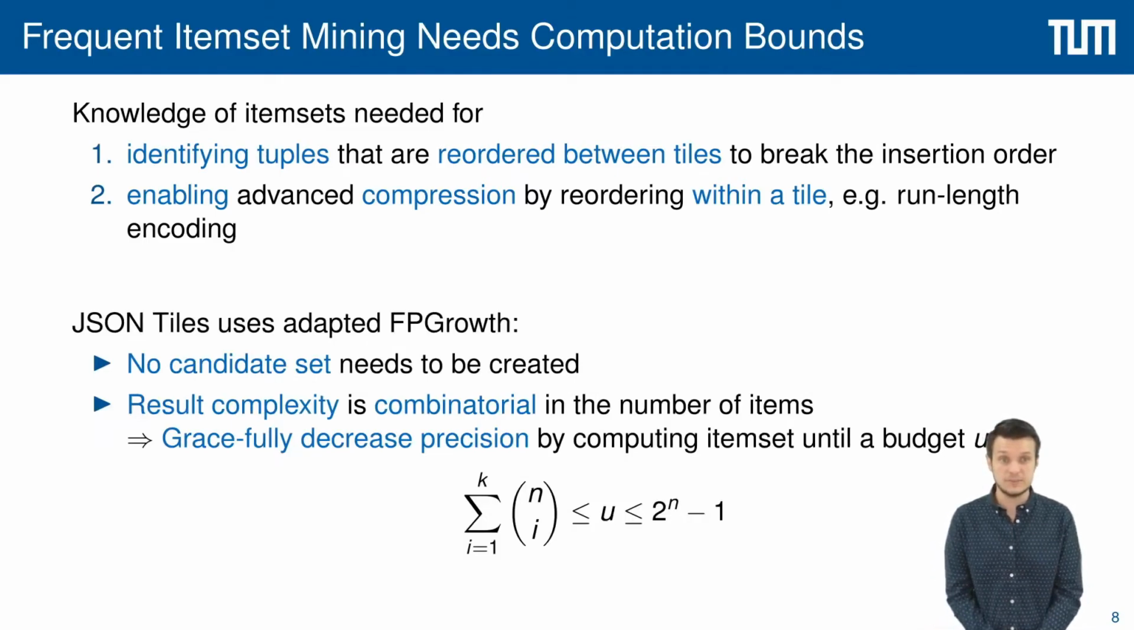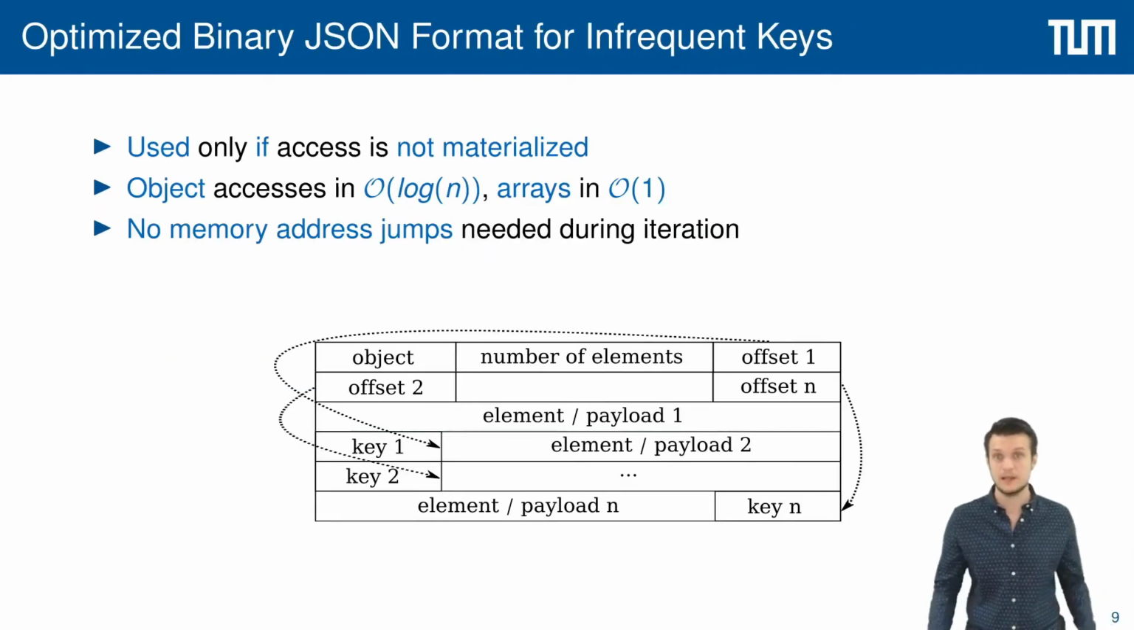JSON tiles uses an adapted FP growth algorithm, as in comparison to a priori, FP growth does not need to generate candidate sets. However, the result complexity of an item set mining algorithm will still be combinatorial in the number of items. That's why we start to compute smaller item sets first until we reach a budget, because otherwise we would stall the database. This helps to find good identifiers and at the same time have a running database management system. Lastly, if we do not have any materialized data for infrequent keys, we use our optimized binary format.